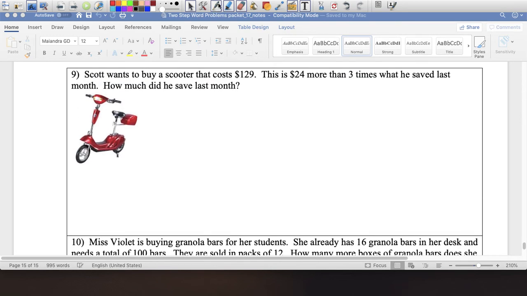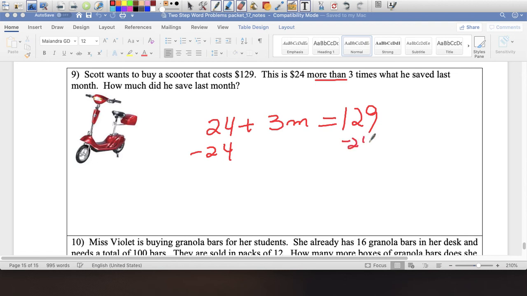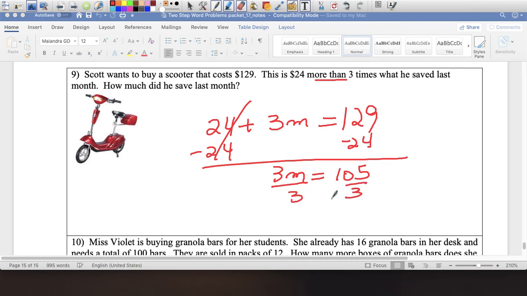Okay, so this one looks like the one I did in class with you guys. Scott wants to buy a scooter that's $129, so something like this equals $129. That number here is 24 more than, which means addition, 3 times whatever he saved last month, and let's put M for month. So how much did he save each month? Well, minus 24, minus 24. I'm not even doing the story here. This goes away. 3M comes down, and this becomes 105. Divide by 3, divide by 3.